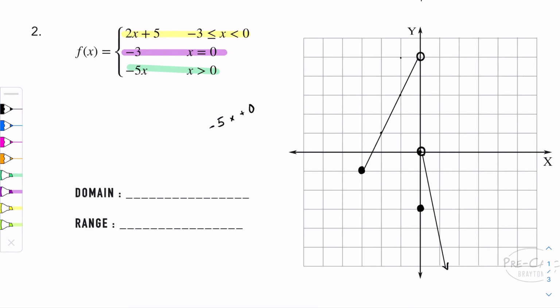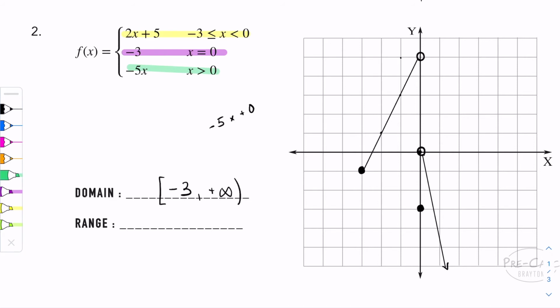So for the domain, it appears as if the function starts here and then it goes on forever. You can see down there it does continue forever in the positive direction. So the domain starts at -3, including -3, and it goes to positive infinity. Yes, we have a few open circles, but on the x value of those open circles, we also have a closed circle, so that will override it.